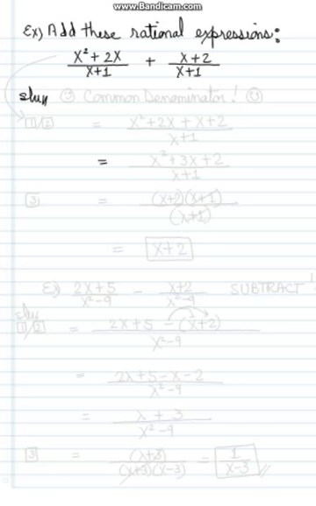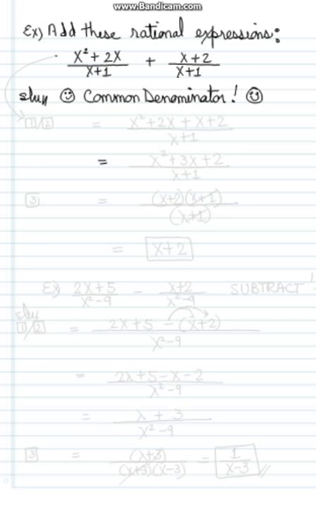Let's add these rational expressions. x squared plus 2x over x plus 1, added to x plus 2 over x plus 1. Solution. Well, the first thing I notice is I'm very happy because we have a common bottom value. That's called a common denominator. So this is going to be an easy problem.